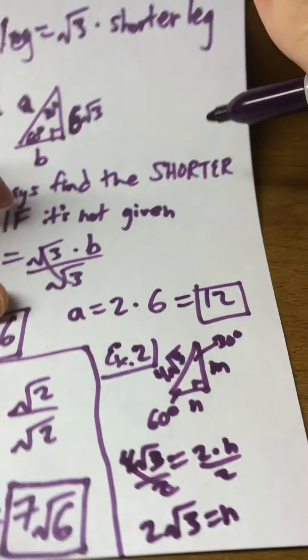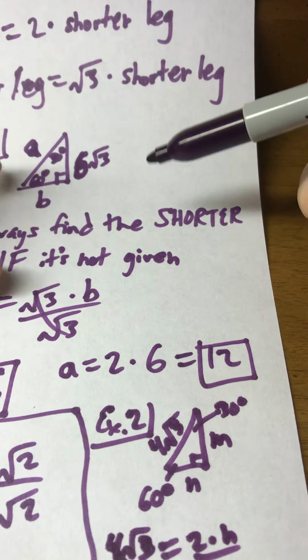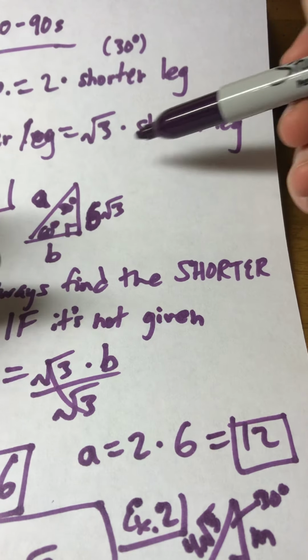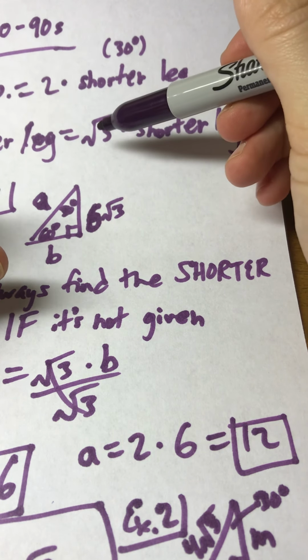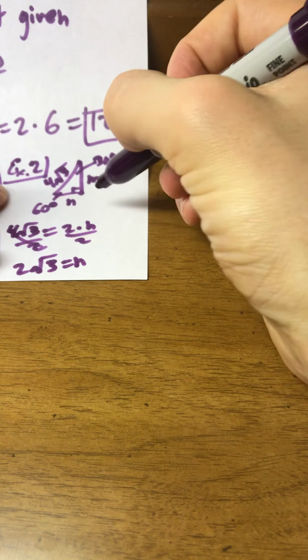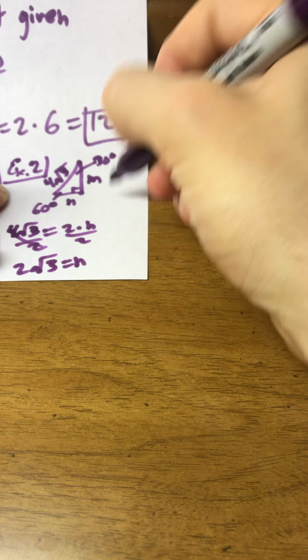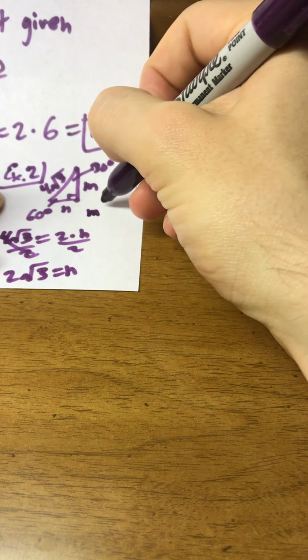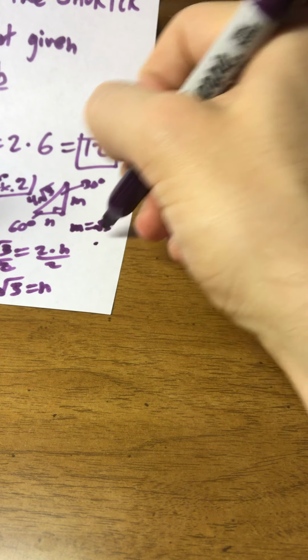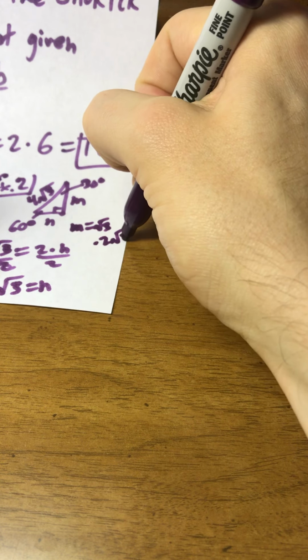Well, that's great, wonderful. What do I do to get the longer leg? Well, again, the whole point was to find the shorter leg. Now use it by plugging it in here, multiplying it by root 3, and guess what? Ta-da, you have the longer leg, which in this case would be M. So the longer leg, M, is root 3 times the shorter leg, which is 2 root 3. So root 3 times 2 root 3.